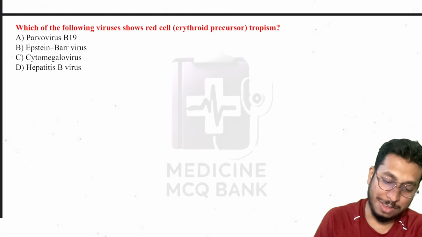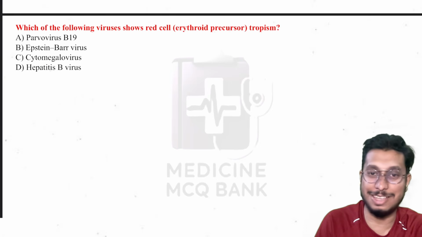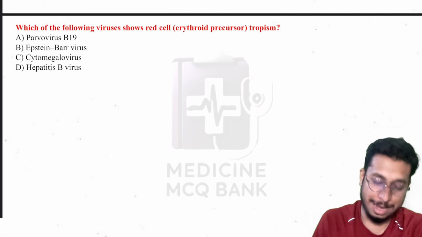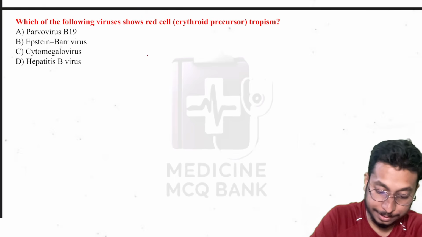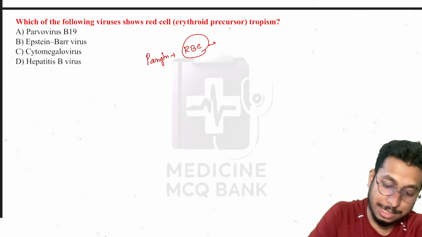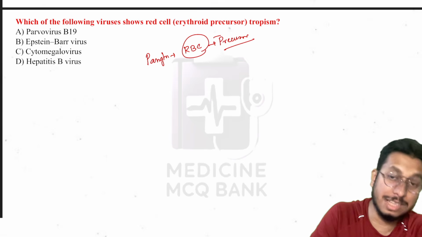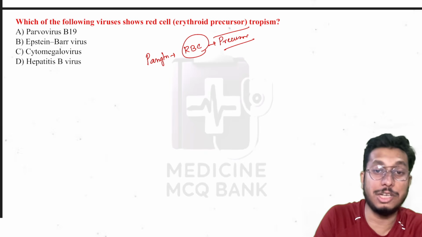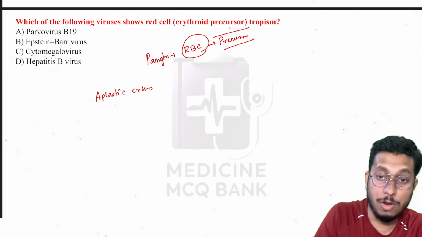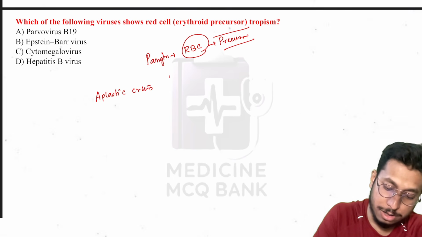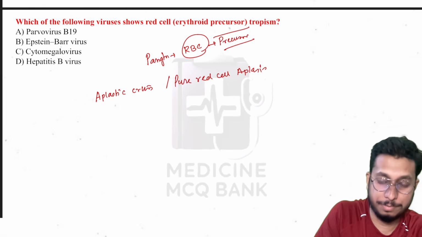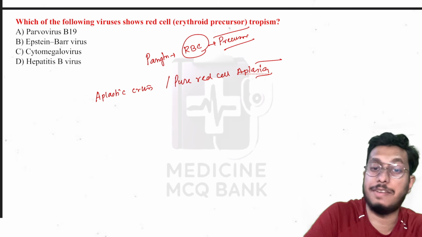Now, coming to the next question, which of the following viruses shows red cell tropism? So it is one of the easiest questions from this paper. So parvovirus B19 actually has a strong affinity for erythroid precursors in the bone marrow because of its P antigen, which is present on the RBC membrane precursor. This parvovirus B19 has a great affinity towards it, and that's why there is a chance of aplastic crisis, more often in hemolytic anemia or sickle cell condition, or pure red cell aplasia, mainly in immunocompromised patients with parvovirus B19 infection.